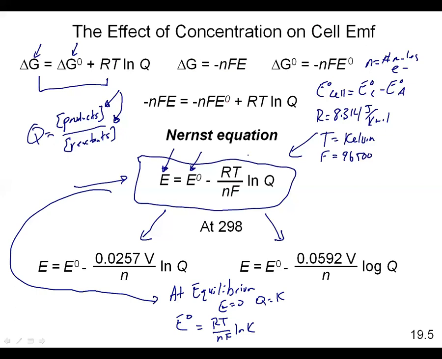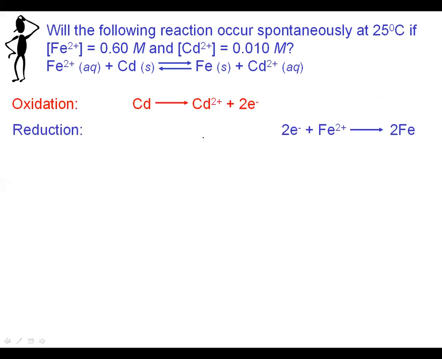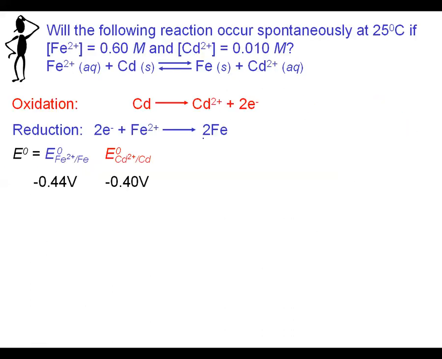All right, so this is the Nernst equation. You want to use it for non-standard conditions. You can figure out how the cell voltage will change if you change the concentration, if you change pressures, whatever it may be, if you're dealing with gases. And again, this is an important equation. So why don't you give that a go? Here are some values that you need. We want to know, will the following reaction occur spontaneously at 25 degrees Celsius if the concentration of iron 2 is 0.6 and cadmium is 0.01? Take a moment and see what you come up with.